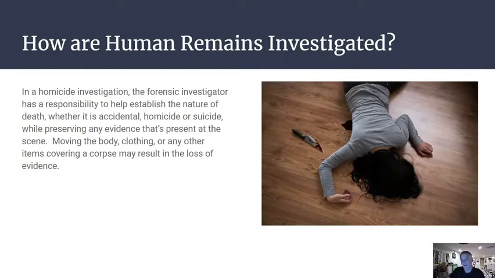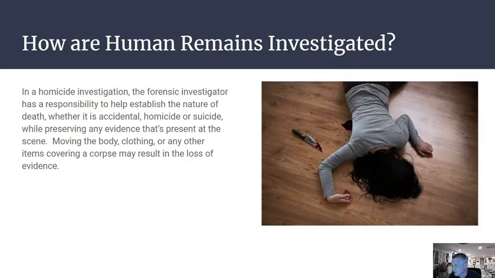So how are human remains investigated? Usually if you have a violent crime, you're going to have a body, or at the very least a victim, but you could have a body in homicide situations. When we're investigating a homicide, the forensic investigator has the responsibility to help establish the nature of the death, whether it's accidental, homicide, or suicide. And they have to do this while preserving any evidence that's present at the scene. Moving the body, clothing, or any other items covering a corpse may result in the loss of evidence.